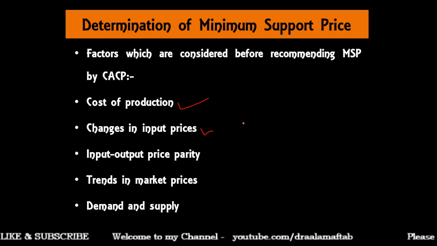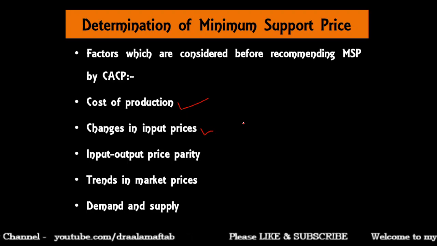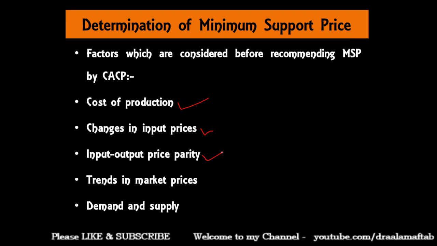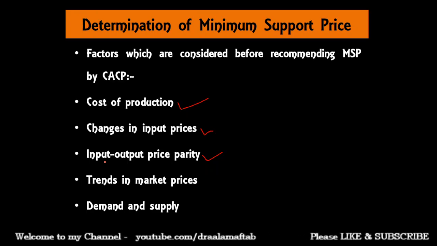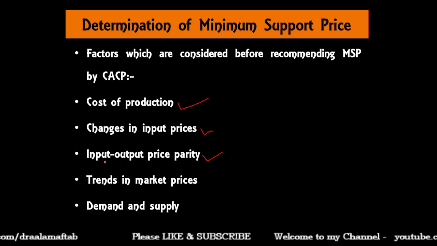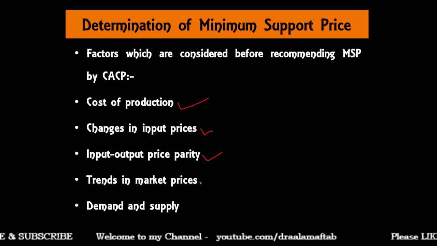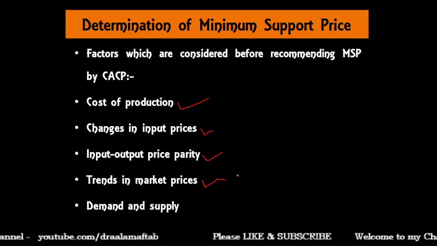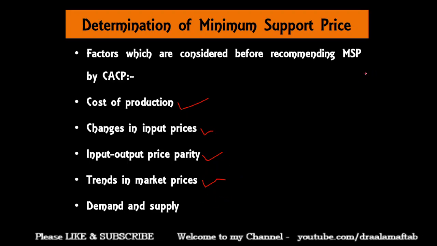How the prices of the inputs which are used for the production of crops are changing, that is considered. Then we have input and output price parity, how the input and output prices are compared. What is the ratio of input and output prices? That comparison is made, and then MSP is decided. Then the next factor considered is trends in the market prices, how market prices of each crop are trending and moving in the market. That is taken into account before deciding MSP.